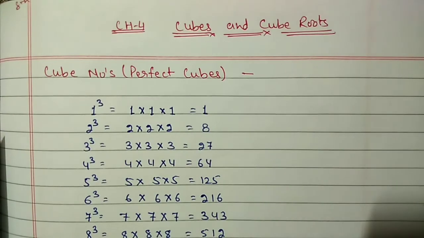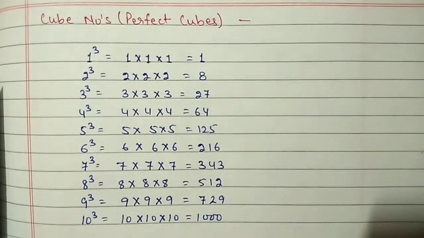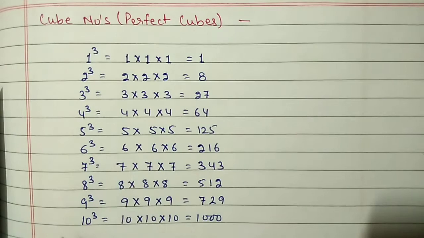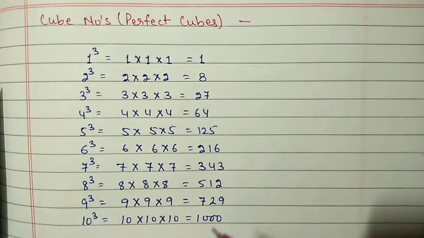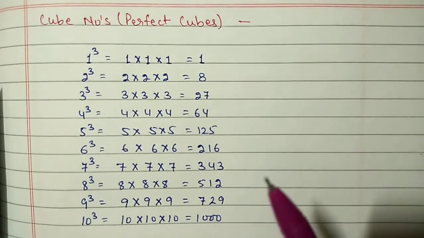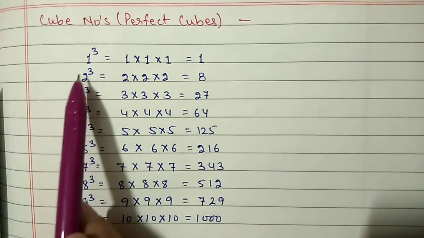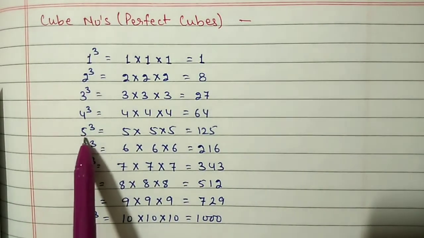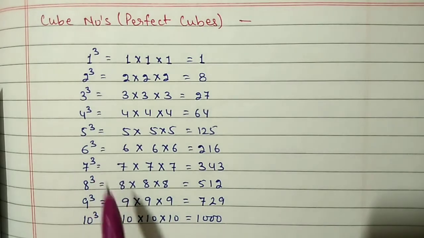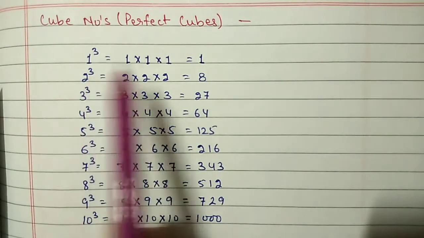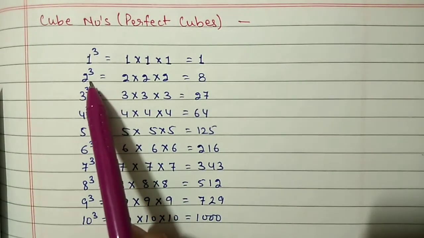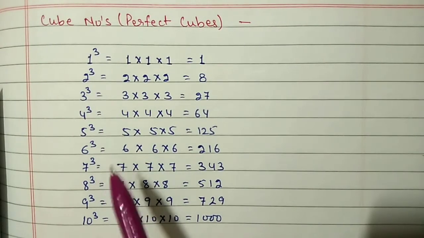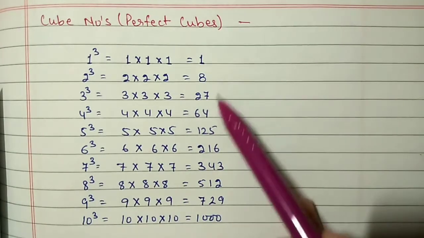Like this till 10, at least till 10 you people should learn these numbers. So learn 1 to 10 cubes, it will be helpful for you in the exercise. Then properties of these numbers: if you observe carefully, you will find the cube of odd numbers 1, 3, 5, 7, 9 is an odd number. And the cube of even numbers 2, 4, 6, 8, 10 is even.